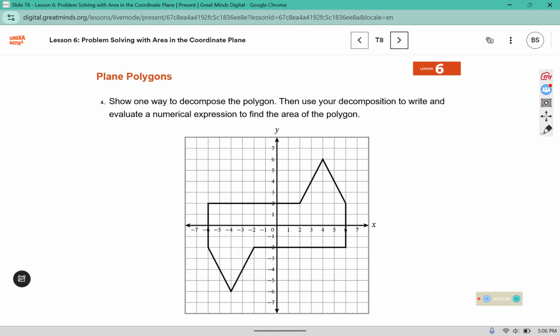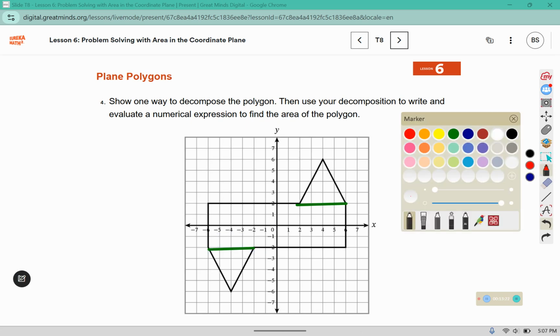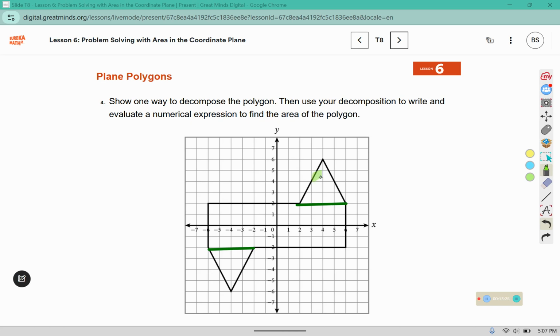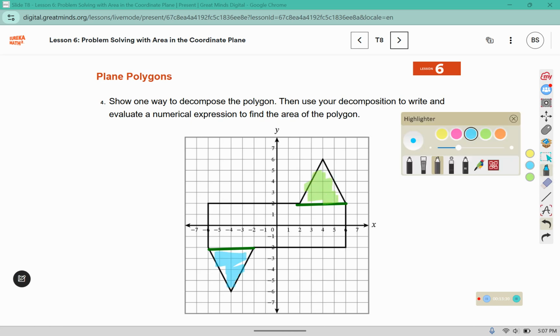Show one way to decompose the polygon. Then use your decomposition to write and evaluate the numerical expression to find the area of the polygon. We can cut it into a triangle here and here, and then the rectangle piece is in the center. So I have a triangle, and a rectangle.